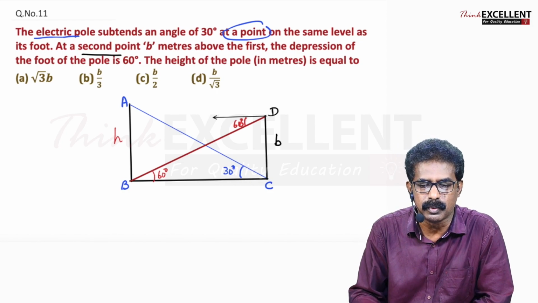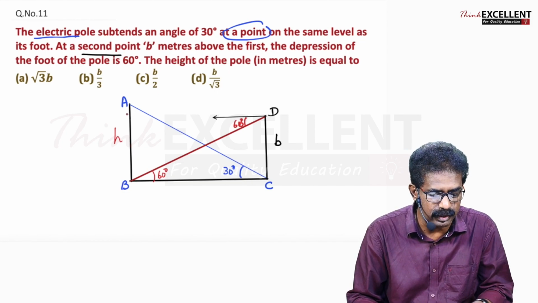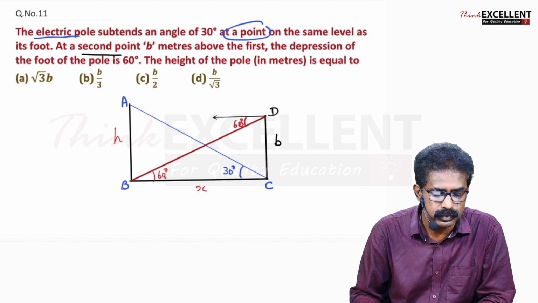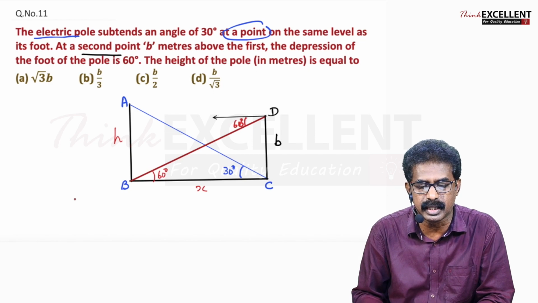Okay. See what they asked here. Find the height of the pole. You have to find H value, right? Now we see the calculation. BC, I am taking it as X. So we have two triangles here. First I am going to take the 30 degree, that is in triangle ABC.